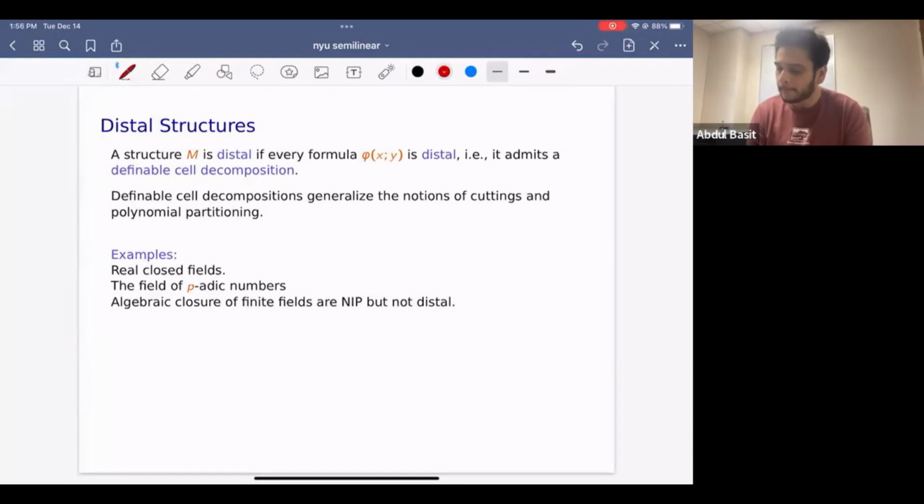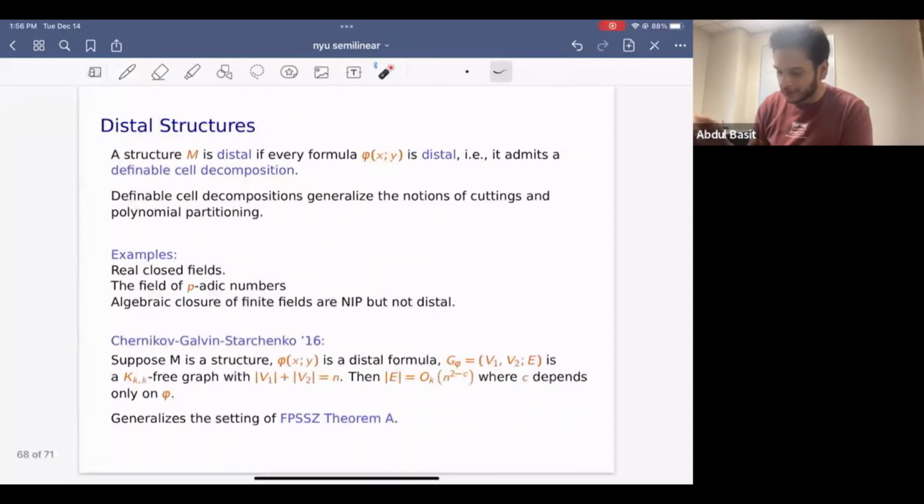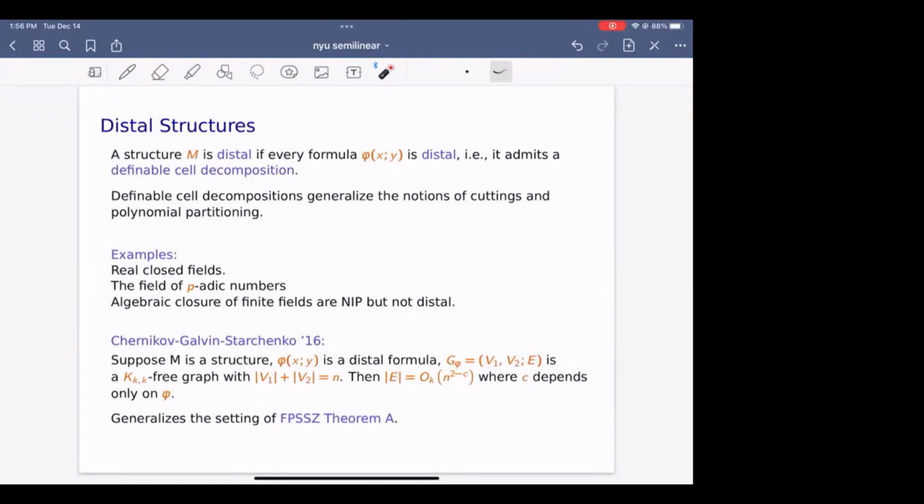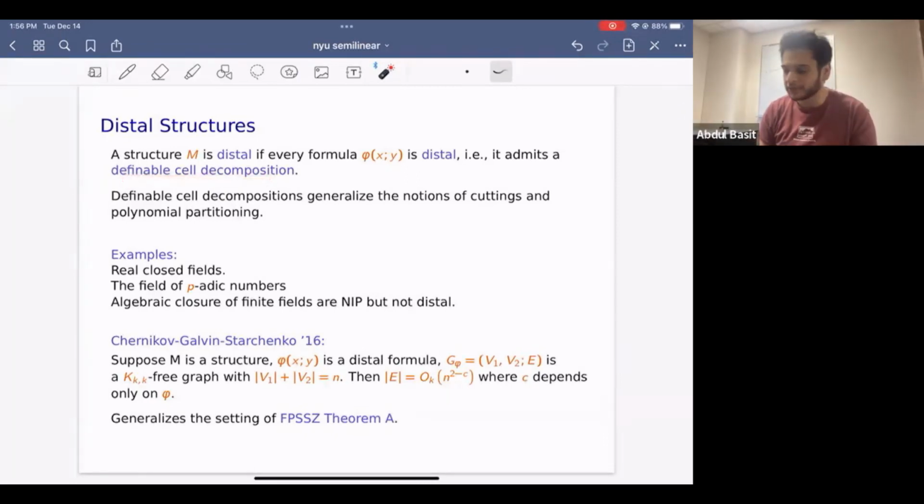The key point here is that algebraic closures of finite fields are NIP, but not distal, which is why you can get even better bounds in distal structures. There's this theorem of Chernikov, Galvin, and Starchenko, which, at least in my understanding, generalizes the Fox-Pach-Sheffer-Suk-Zahl theorem to this setting of distal structures. They use definable cell decomposition to improve the bound even more than the bound that we have from before.